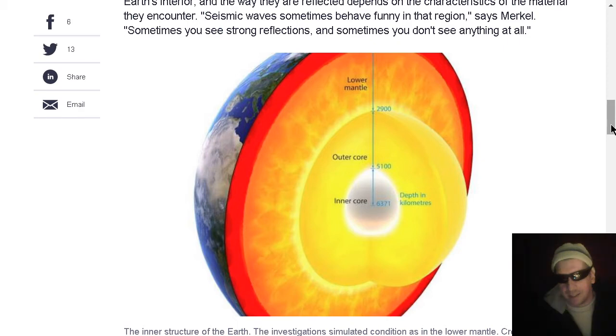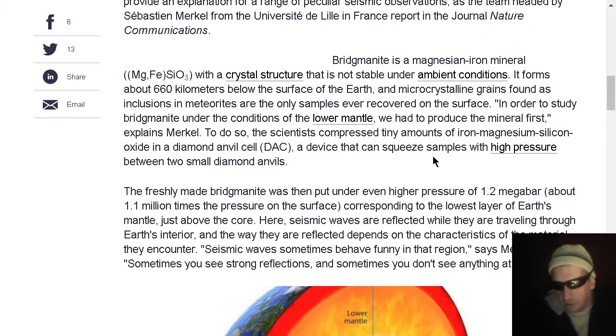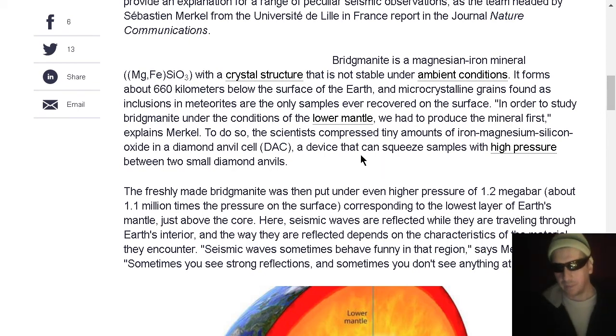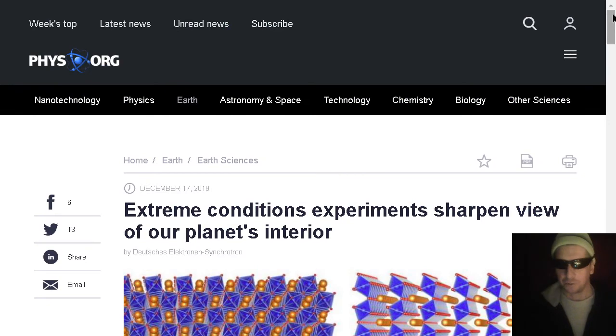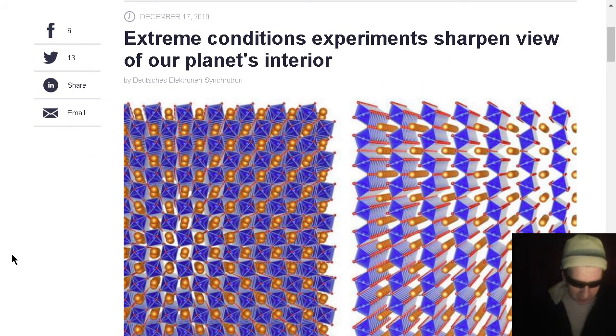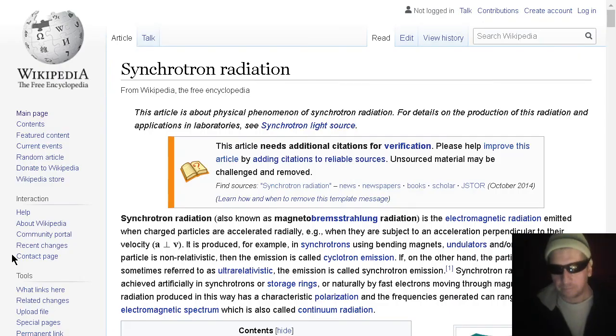In any case, it's a cute article, and seismic waves behave funny in certain regions of the Earth, and let's just leave it there and not attempt to draw any conclusions or get hip deep in the weeds on this. Just have a read of the article, and I don't know if you've got a salt shaker, bring it along.